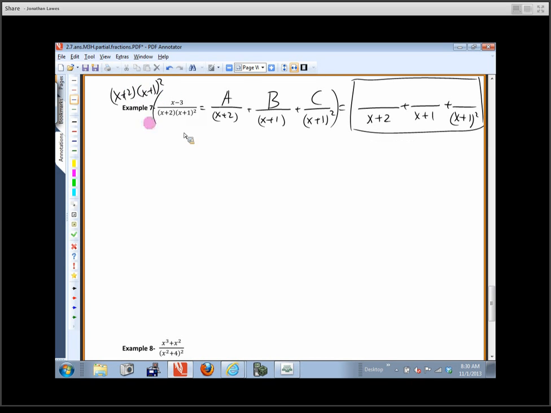This will happen every time. What happens over here when I multiply with this one? It just turns out to be what? Just the numerator, right? So I've got an x minus 3 equals, I've got an a, and what do I multiply it by? X plus 1 quantity squared. This one's going to be b, and x plus 2 definitely, and I only canceled one of the x plus 1, so I've got that. And then I've got c, and I've got an x plus 2. Any questions?